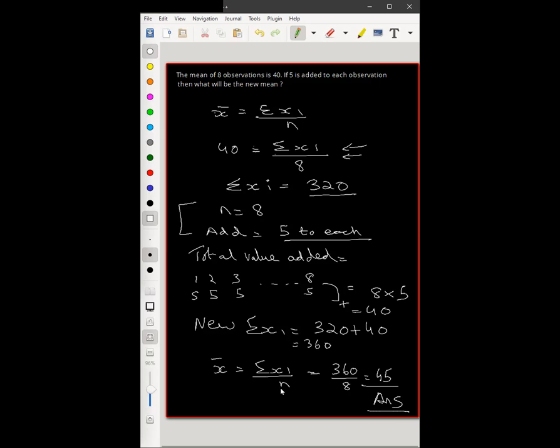You still haven't understood, it seems? Or is it clear? No, sir, it's clear. Clear? Yes, sir. Right? So understand what we are doing. You need to remember this formula. We are given x bar and we are given n. So we just need to find the total of sigma x, or sum of the observations, which we get as 320. Then we find how much we are adding and add that value back to the total. And then we divide it by the number of observations. That will be the new mean.